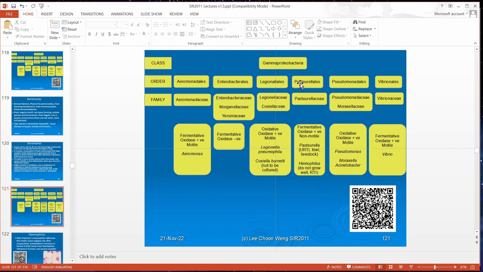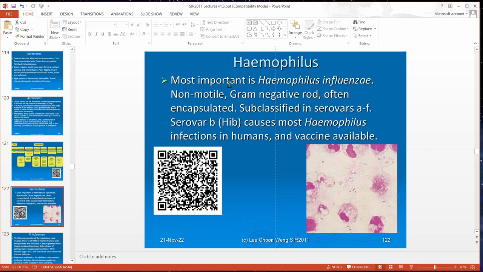Okay, next, we'll look at the order Pasteurellales, family Pasteurellaceae, especially Pasteurella and Haemophilus. So these are fermentative in the OF test, oxidase positive, and non-motile. For Haemophilus, the most important is Haemophilus influenzae. They are non-motile gram-negative rods and often encapsulated. They can be subclassified into serovars A to F, where serovar B causes most Haemophilus infections in humans.